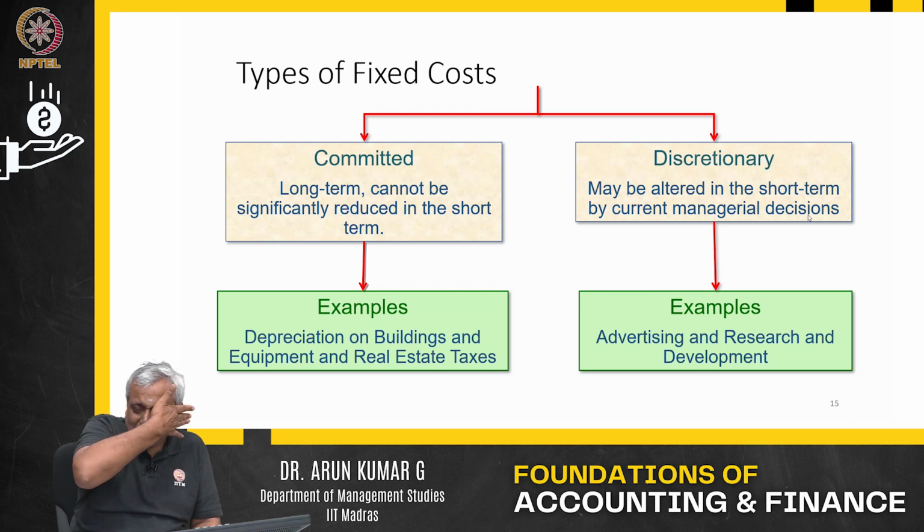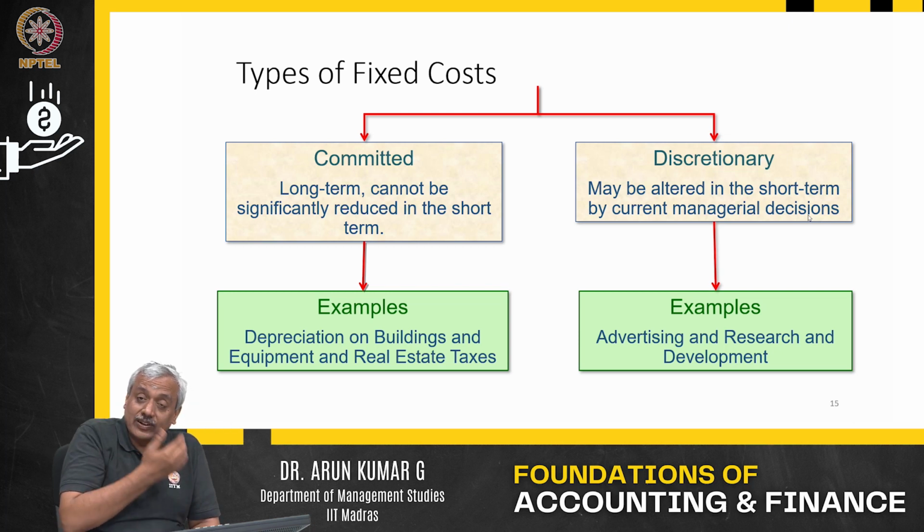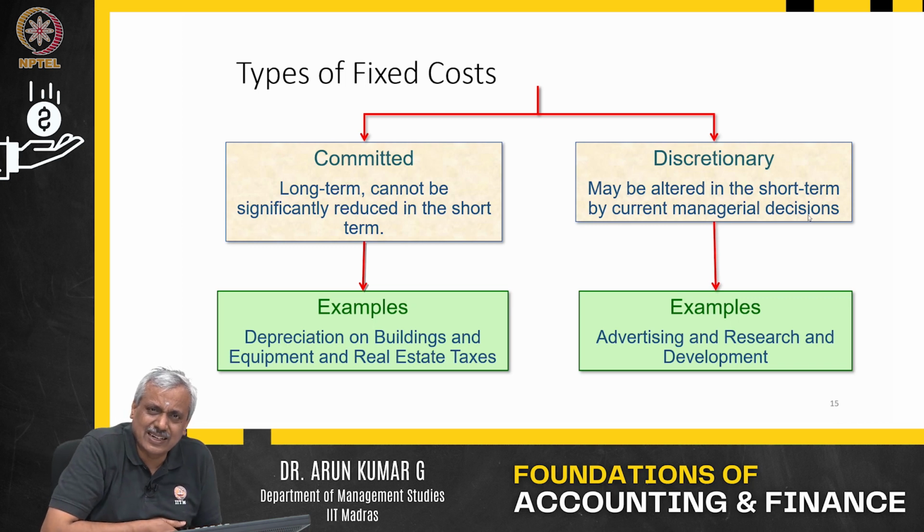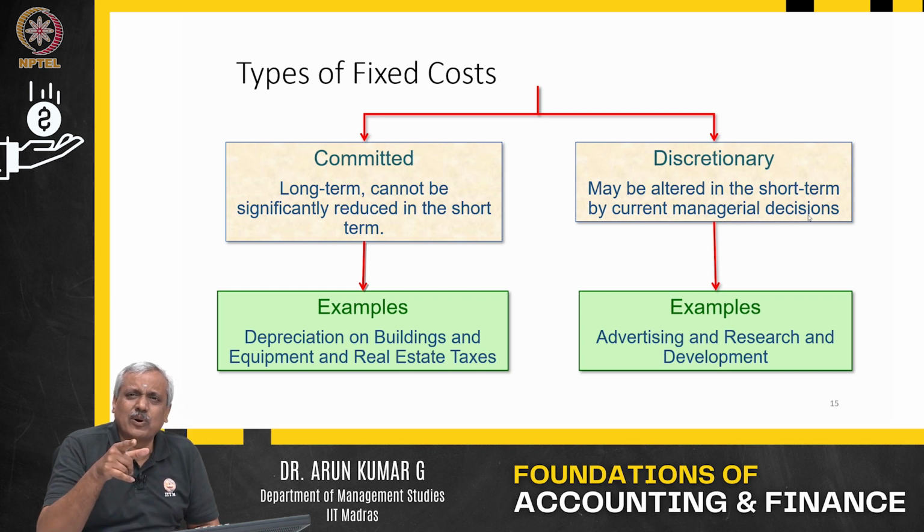Now, when we talk about fixed cost, there are 2 kinds of fixed costs which we normally use. One is discretionary fixed cost, and the other is committed fixed cost. With discretionary fixed cost, you decide whether you want to incur it or not. For example, an ad campaign, R&D, or a sales campaign is a decision I take.